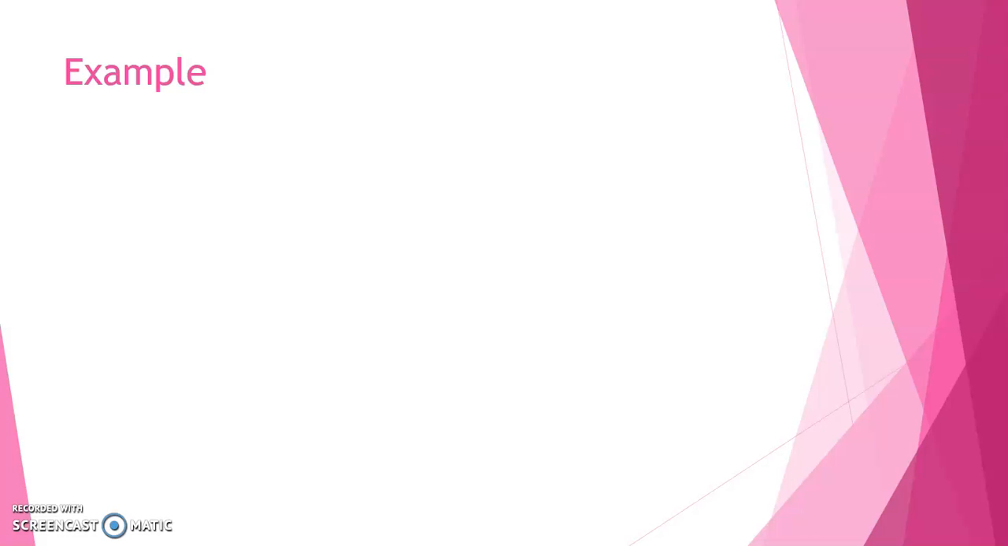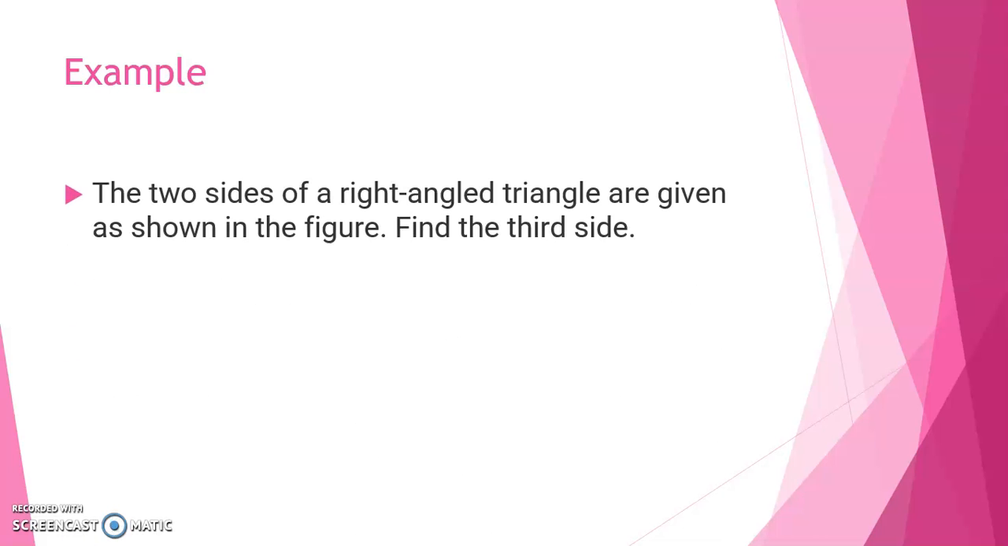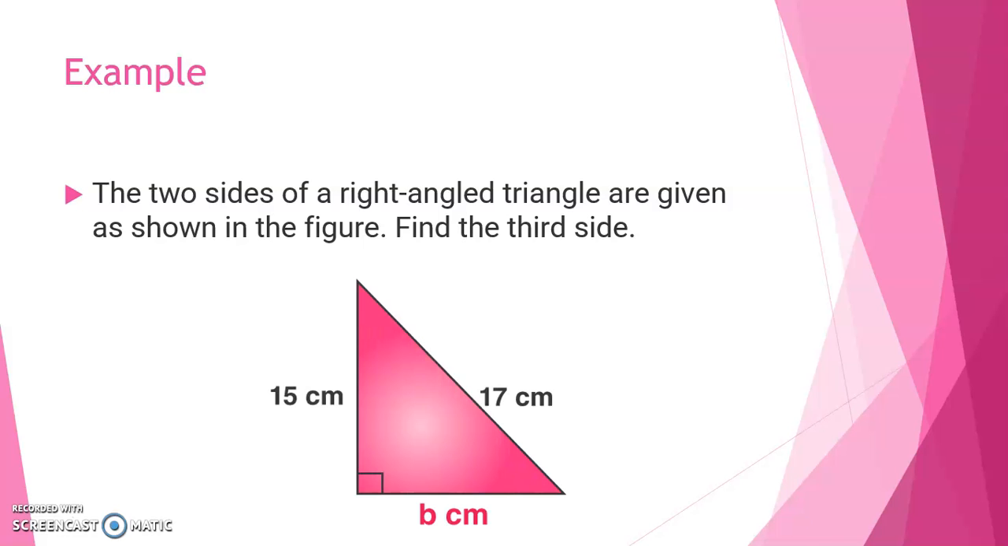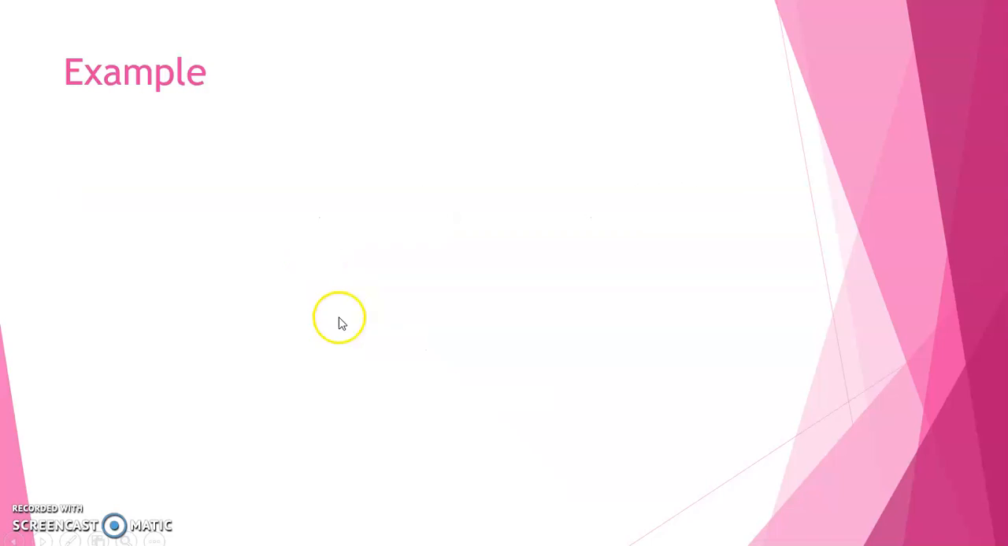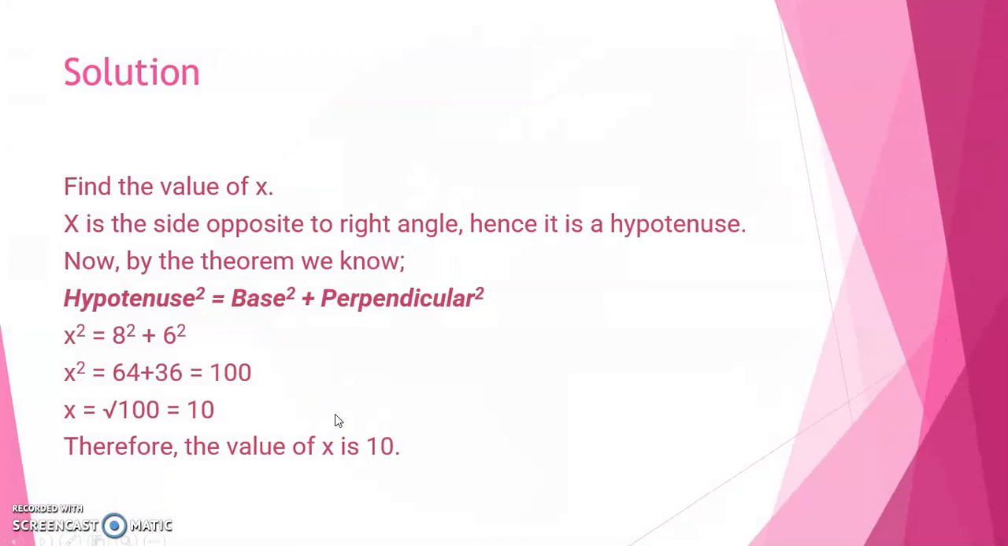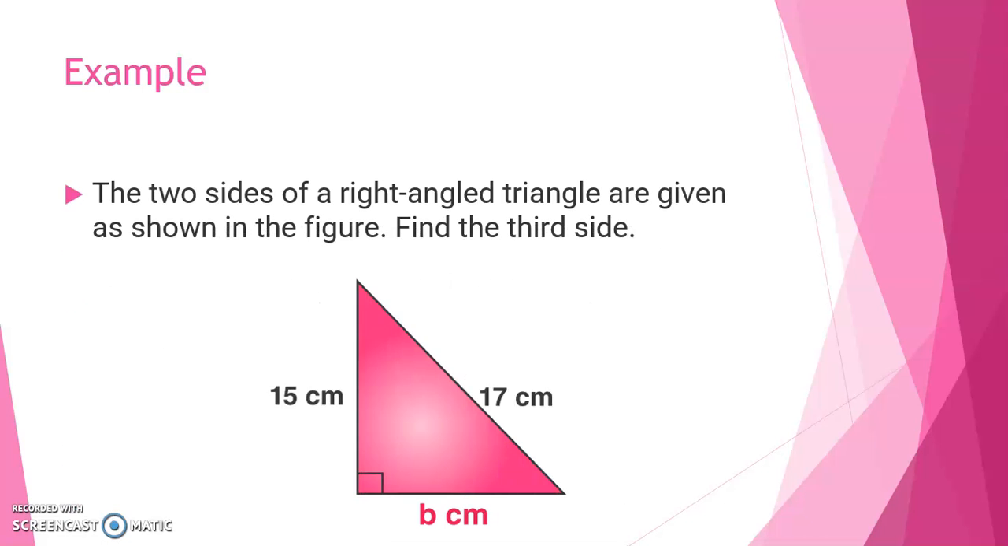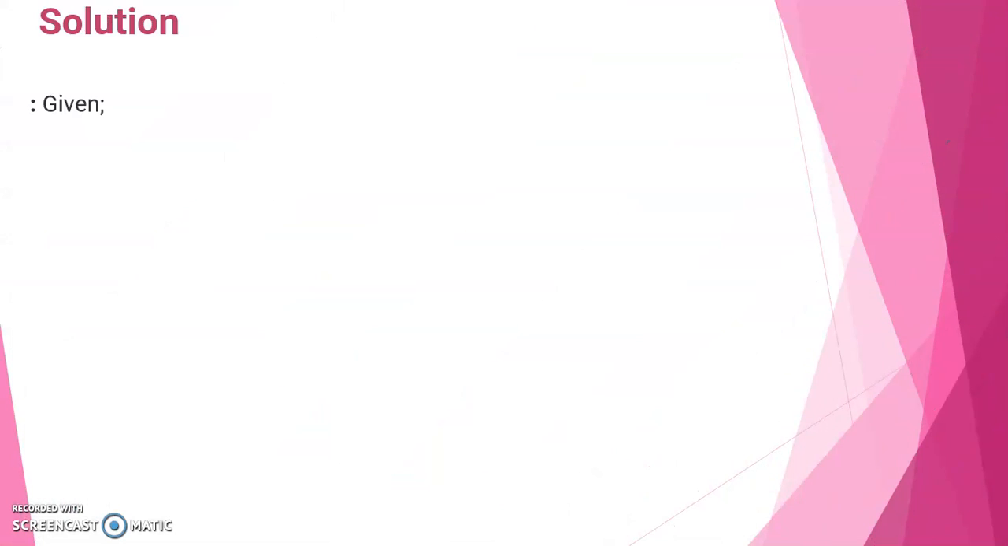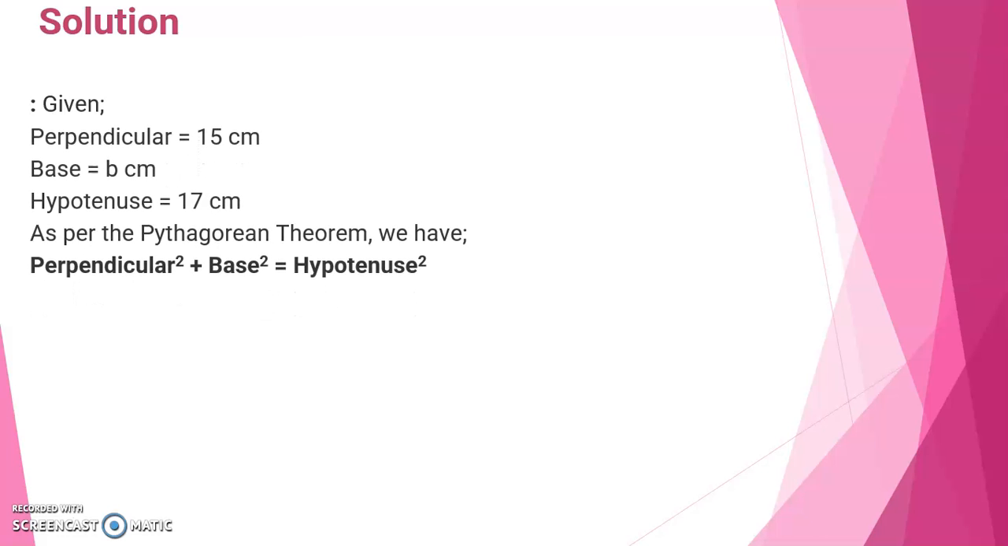Let's look at another example. If two sides of a right-angled triangle are given, as shown here, we have to find the third side, which is B. What are the two sides given? The hypotenuse and the perpendicular. We are now looking for the base.